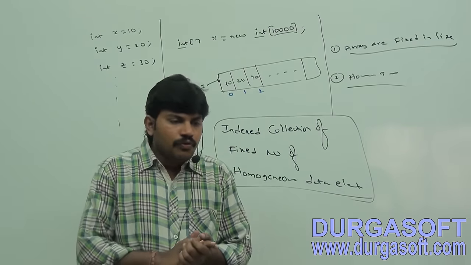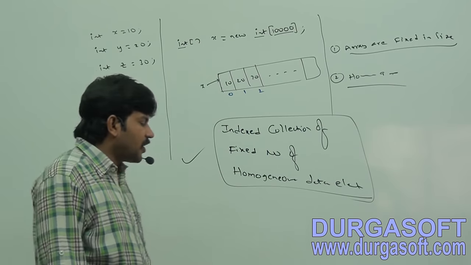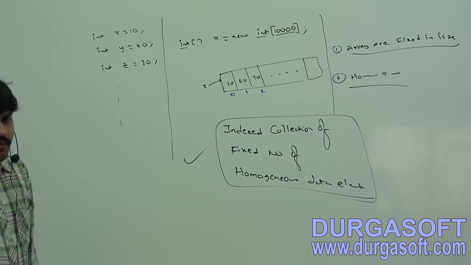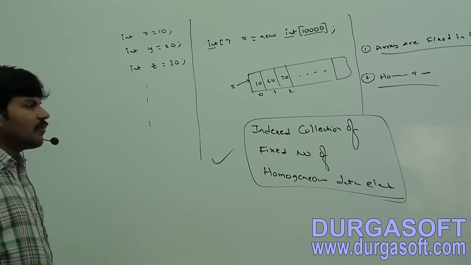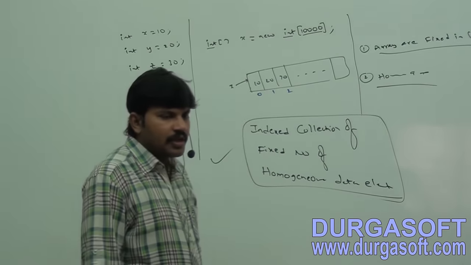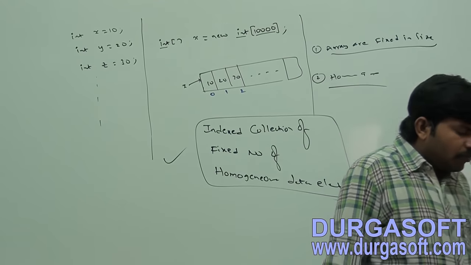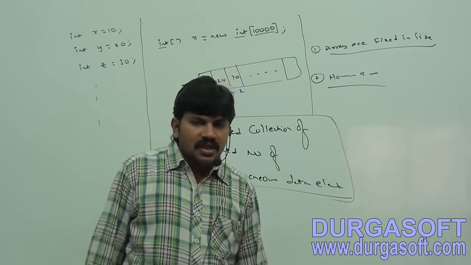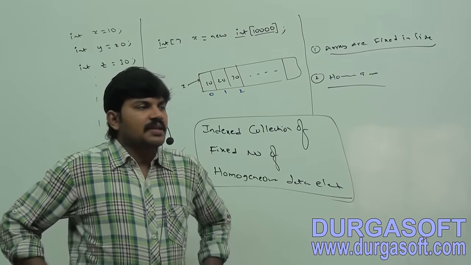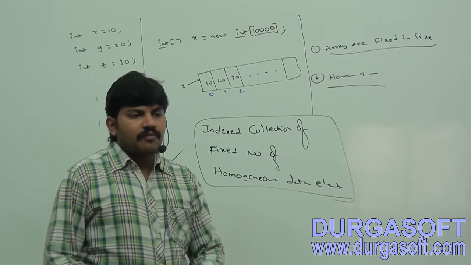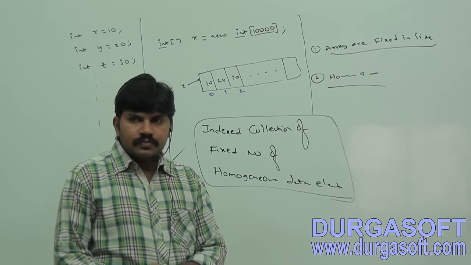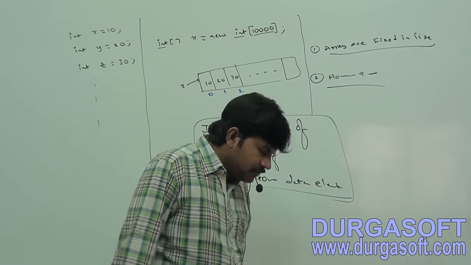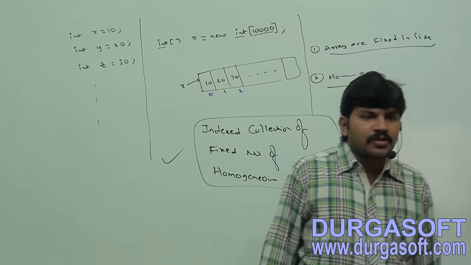The main advantage of arrays is we can represent a huge number of values. Huge means multiple. We can represent a huge number of values by using a single variable.